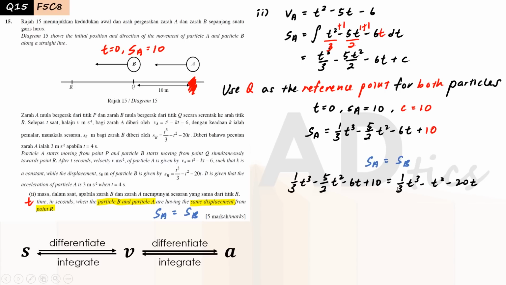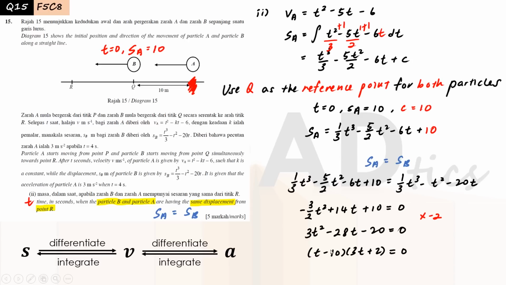Alright, so I'm going to move this to the left side, and I want to remove the denominator here and the negative here. So what I'm going to do is multiply negative 2 for the whole equation, right? So it will be something like this, and now I'm going to factorize it because this is a quadratic equation. So you can use the calculator to find the two values of t, which are 10 and negative 2 over 3, but again time cannot be negative, so we are going to reject this value, and our answer will be t equals 10.